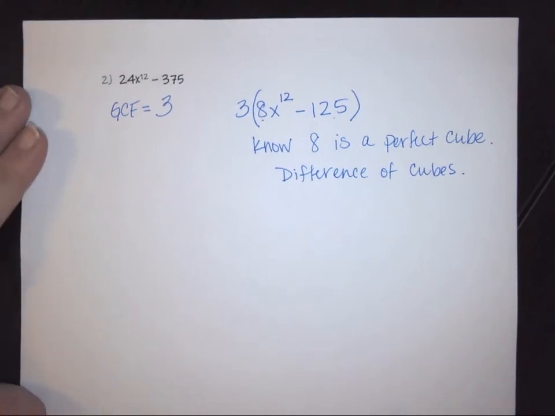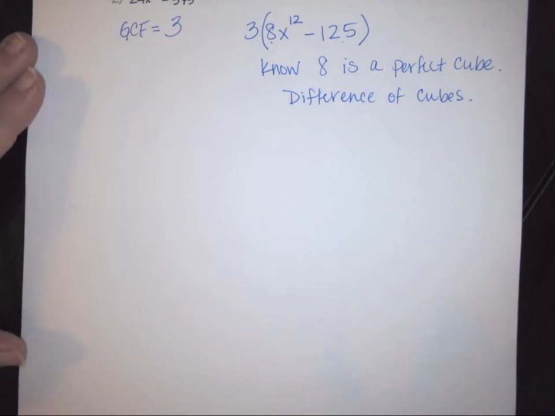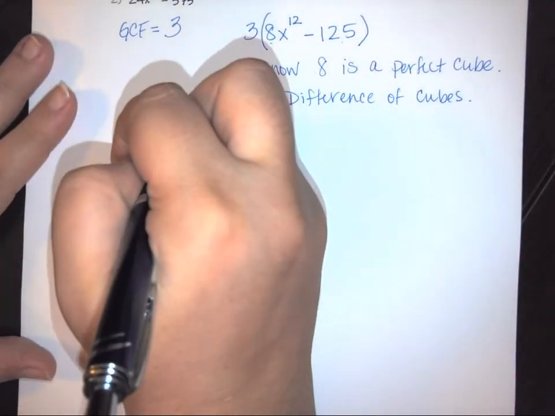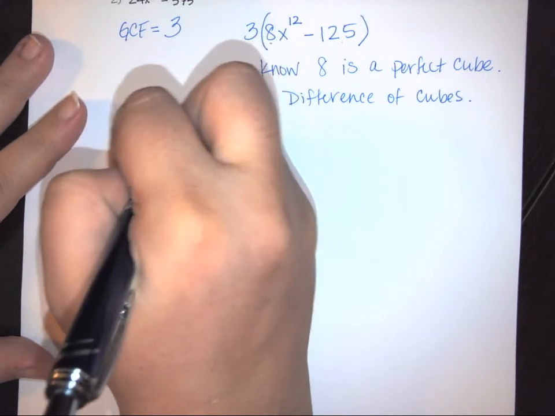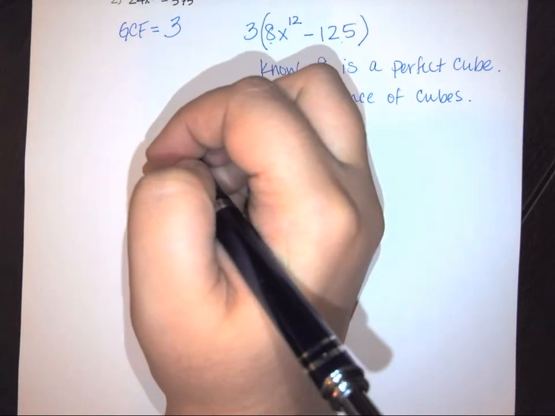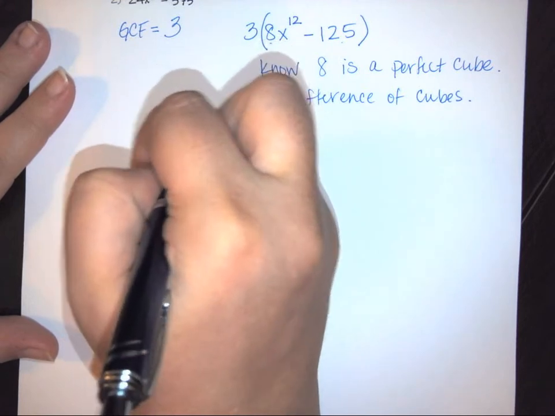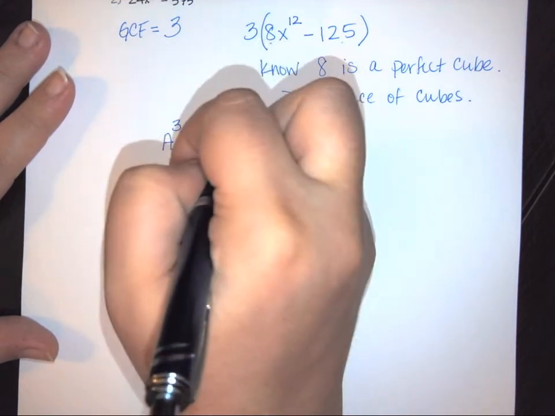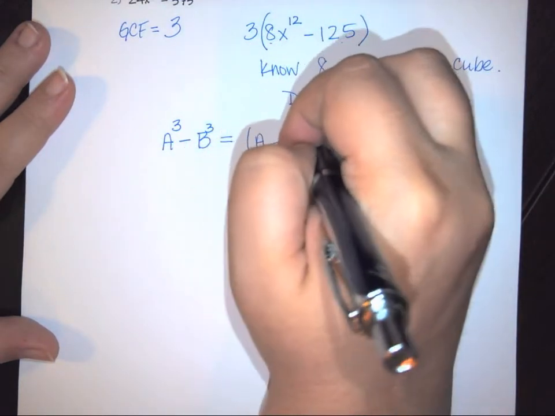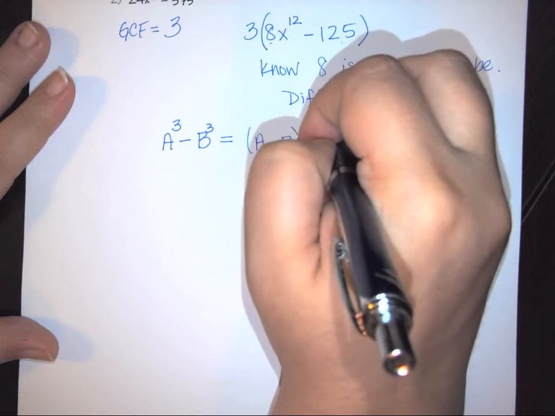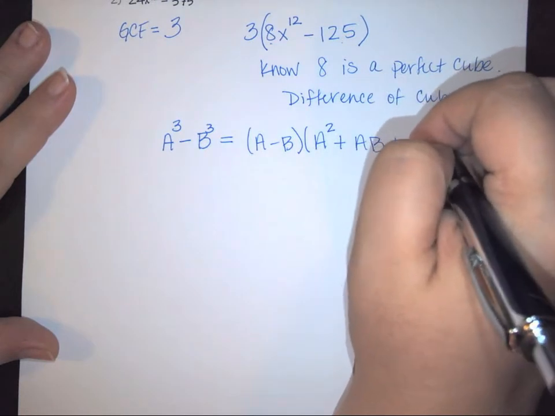Now that I know exactly what it is I'm working with, I know which formula I have to use. So I'm going to be using my difference of cubes formula, which says that I have A cubed minus B cubed is going to equal A minus B times A squared plus AB plus B squared.